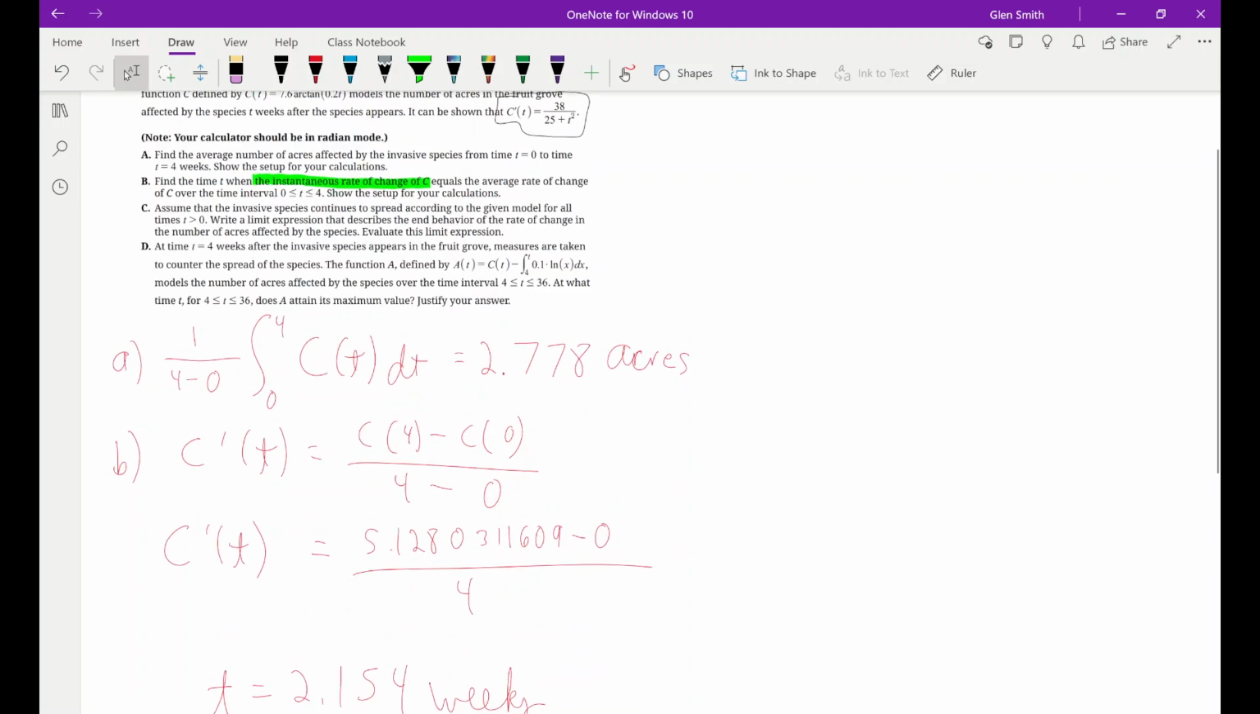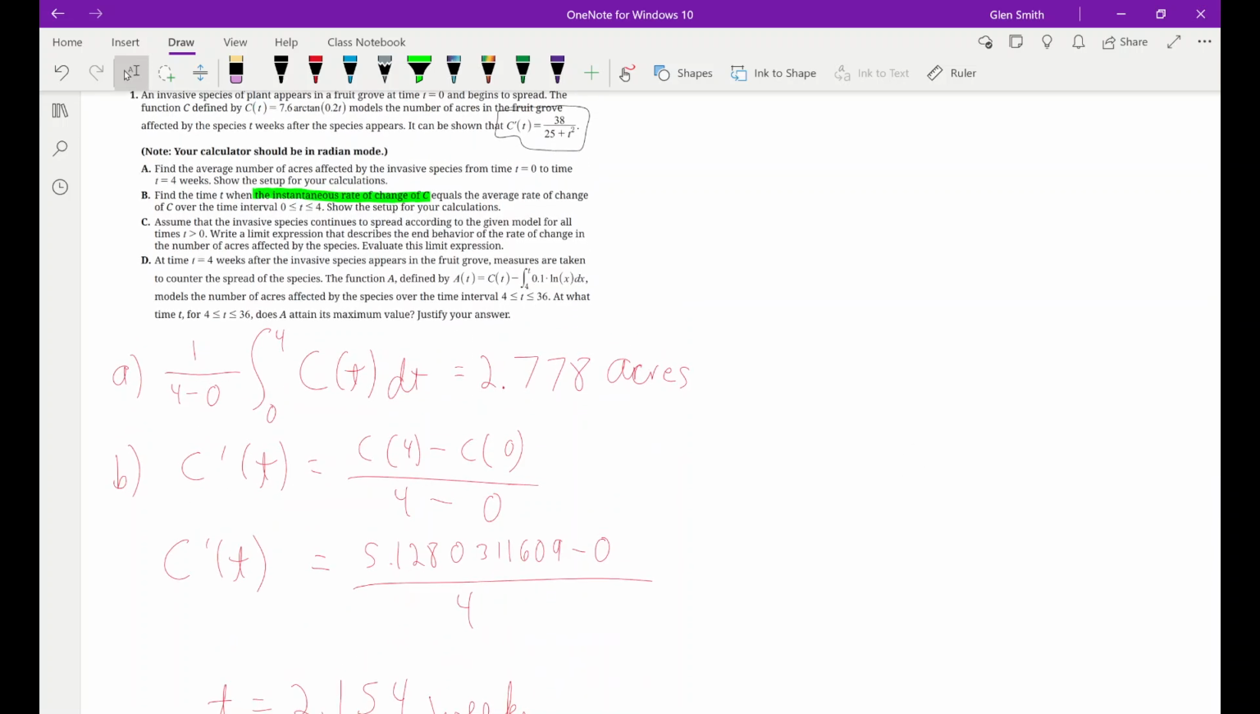Okay. And I'm going to read the question again and make sure I answered everything because I'm doing these for the first time right now today. They just got released. Heard my students talk about it for the last couple of days. So let's see if they thought they were as difficult as they really are here. Find the time when the instantaneous rate of change of C equals the average rate of change over this time. Show the setup. Okay, boom, did all that.